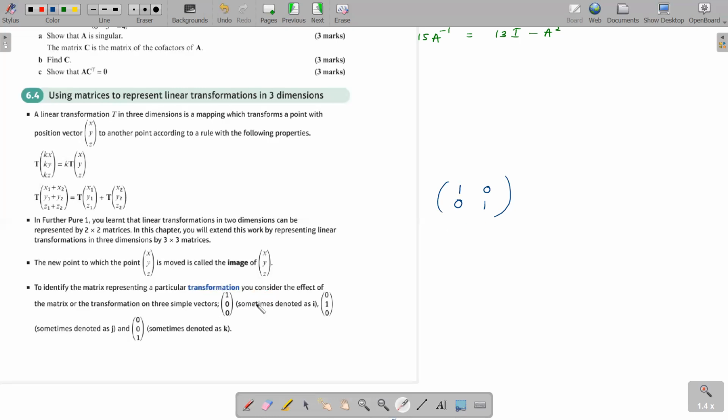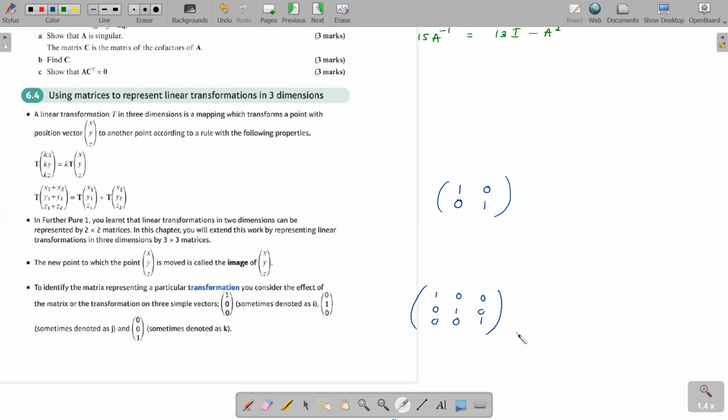So in 3 by 3, what we do is we consider the effect of the transformation on the 3 by 3 identity matrix. So who is it? 1, 0, 0, denoted as i. 0, 1, 0, that's the second column, denoted as j. 0, 0, 1, denoted as k. Do you see this is the 3 by 3 identity matrix? Basically in this one, we take the effect by looking at what happens to these three coordinates. Each of them are three coordinates here.